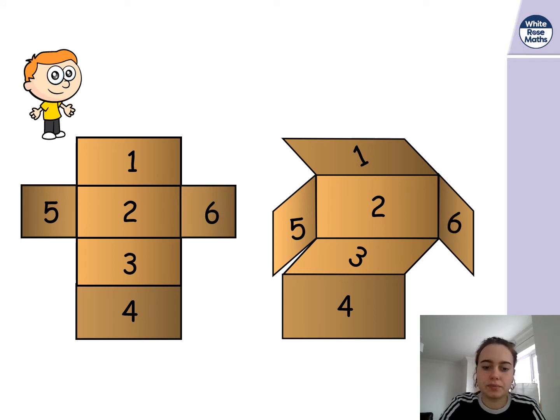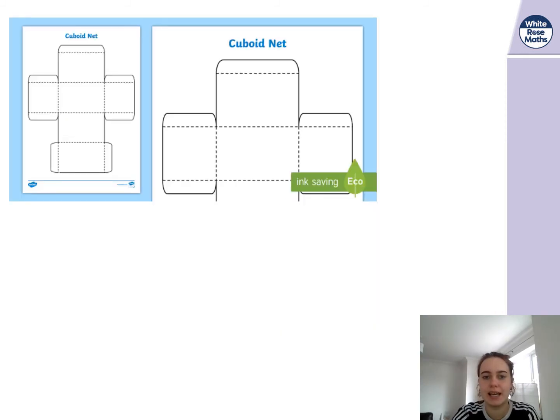This here is what we would call a net of a 3D shape. So this was our 3D shape, but folded out into a flat shape gives us a net. So if we were to cut this out and then fold it where we've got all those lines, we could make our own little box. So here we go. This is a net of a cuboid, so a cuboid net.